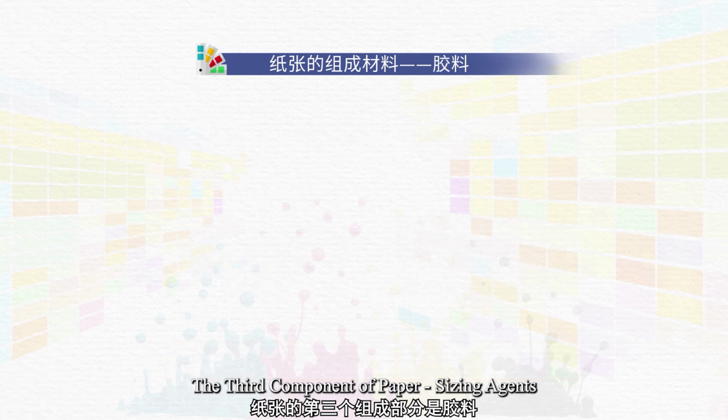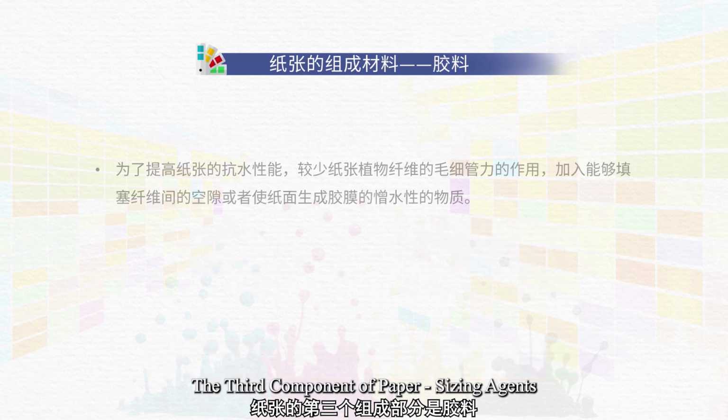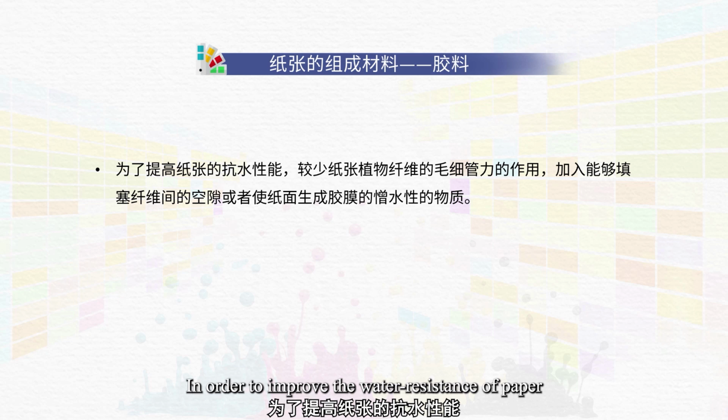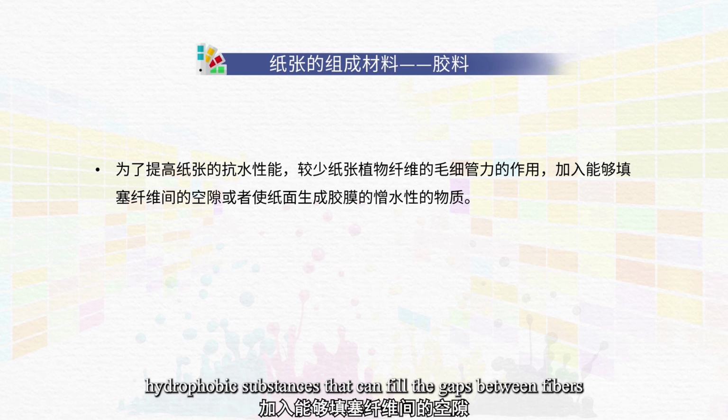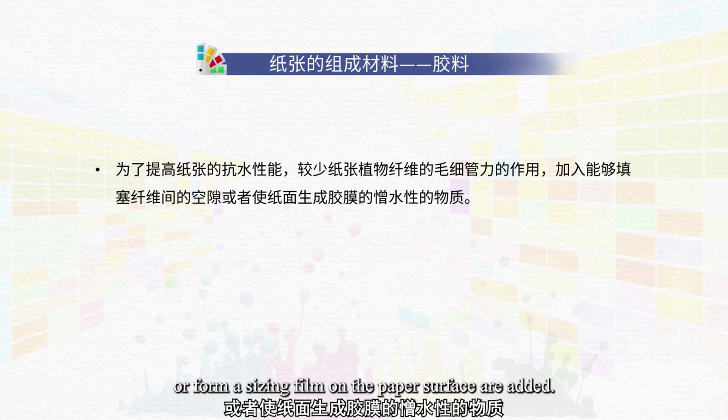The third component of paper, sizing agents. In order to improve the water resistance of paper and reduce the capillary action of plant fibers in paper, hydrophobic substances that can fill the gaps between fibers or form a sizing film on the paper surface are added.